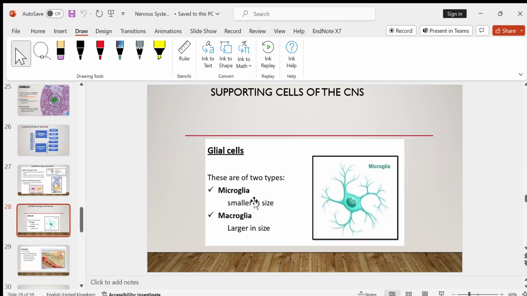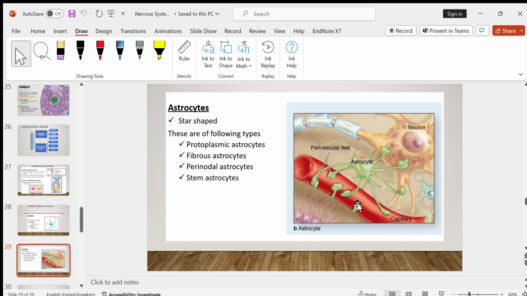The supporting cells of the central nervous system are five. The first one is the glial cells. The glial cells can be microglia or macroglia. Next is the astrocytes. They are star-shaped. They end on the capillaries. They have perivascular feet that are attached to the capillaries.